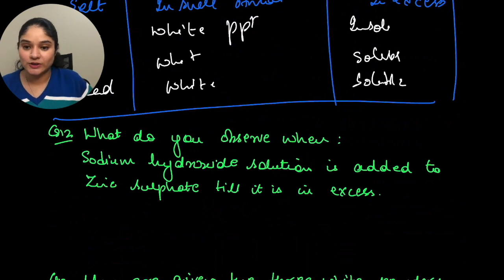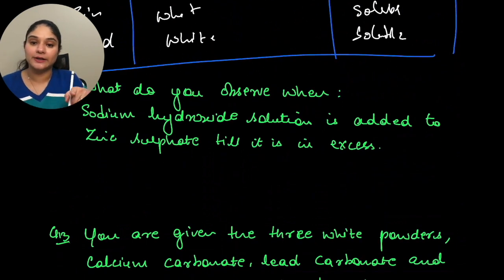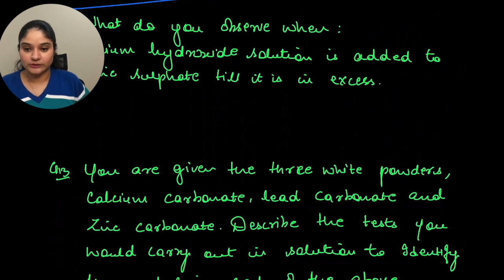Let's move ahead to question number 12. What do you observe when sodium hydroxide solution is added to zinc sulfate till it is in excess? So zinc, of course, will give you a white PPT which is soluble in excess of sodium hydroxide.